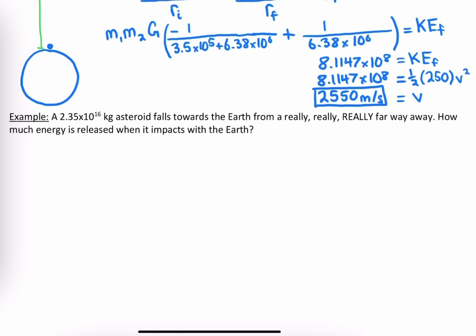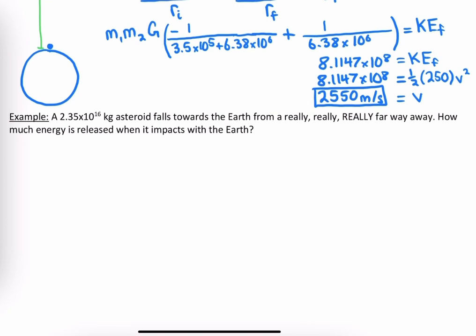So the hint here, the really, really, really far away part, is sort of guiding you to suggest that if this thing is really far away, maybe we can assume it's infinitely far away. It's impossible to be actually infinitely far away, but it's also impossible on planet Earth to have actually no air resistance. Yet that's an assumption we make all the time.